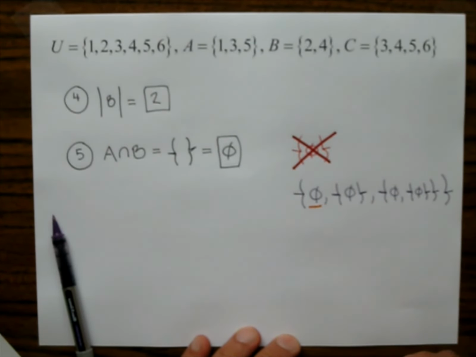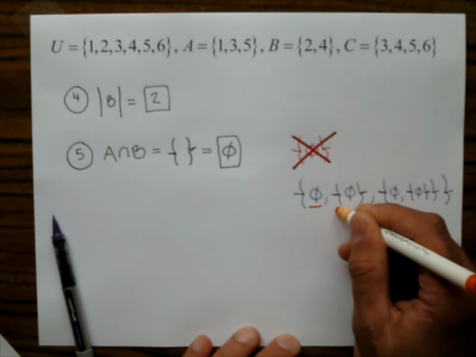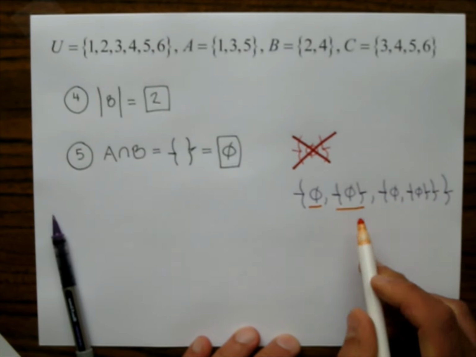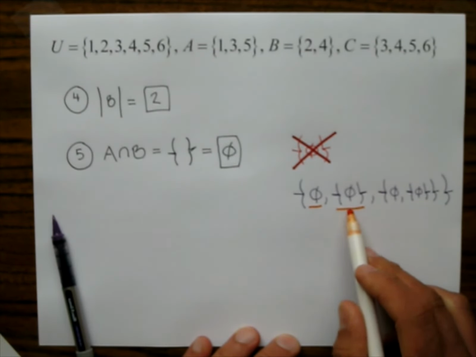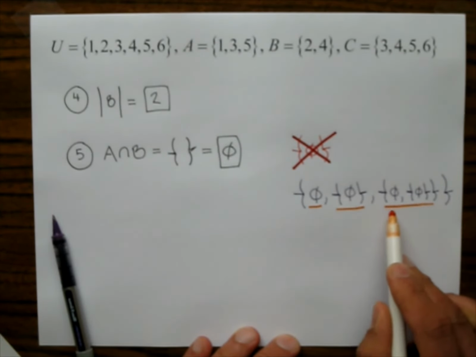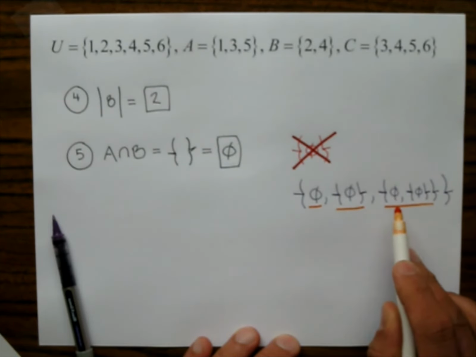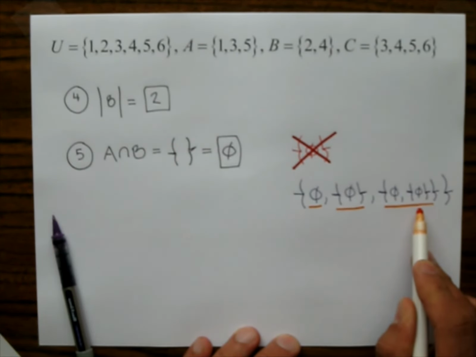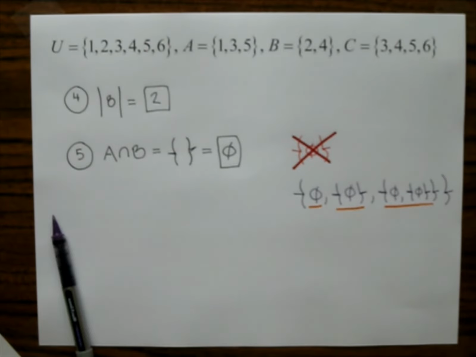There's the empty set. That's the first element. The second element is different from the first element. That is the set containing the empty set. And the third element, so there's 3 elements in this set. The cardinality is 3. This third element is the set containing 2 things, the empty set and the set containing the empty set.